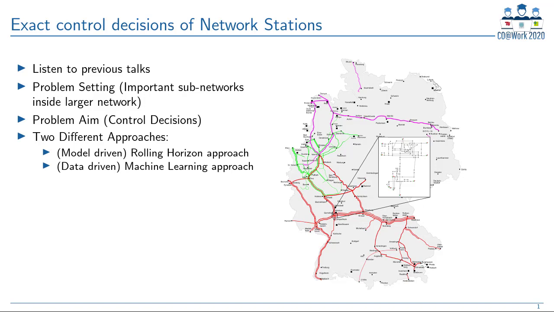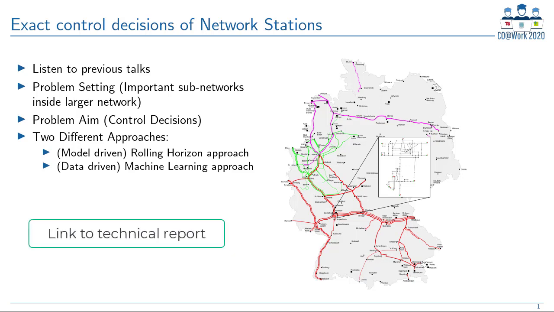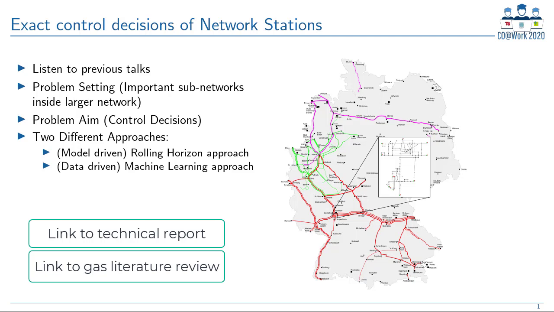I'll present 2 approaches in this talk for calculating control decisions in a network station. The first is a model-driven approach that uses a series of simpler MIP formulations and a rolling horizon method at its end. The second is a data-driven approach that uses a dual neural network design. If you're especially interested in the model-driven approach, then I've added the link to a much larger technical report on it. If you're also after more information in general about gas networks, then I've added a link to a rather thorough literature review that covers stuff well outside of the scope of this course.